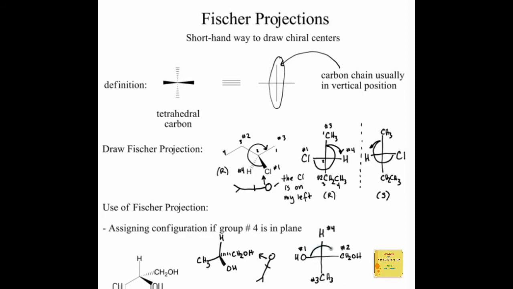We move from 1 to 2 to 3. And then we check our lowest priority group. Where is it? It's in the up position. And what does that mean? That means it's pointing away from us, just like it should be. So we keep our configuration, 1, 2, 3, 1, 2, 3. And what do we have here? We have the R configuration.